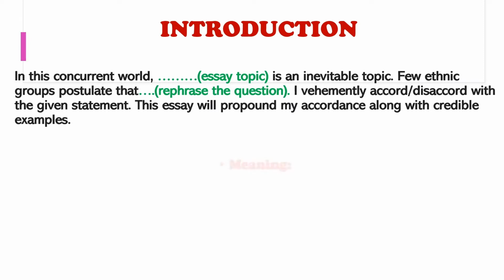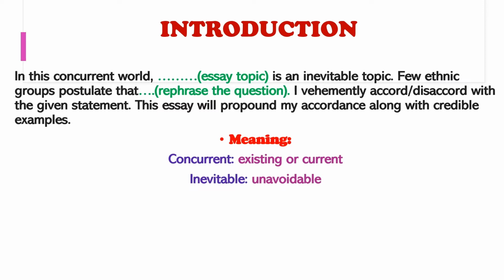So in this concurrent world, meaning in this existing or current world, whatever the essay topic is, like art, science, online learning, or sports sponsorship. For example, if we take art learning: in this concurrent world, learning art is an inevitable, unavoidable topic. Few ethnic groups postulate that.